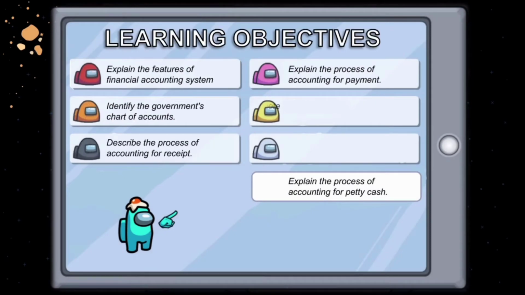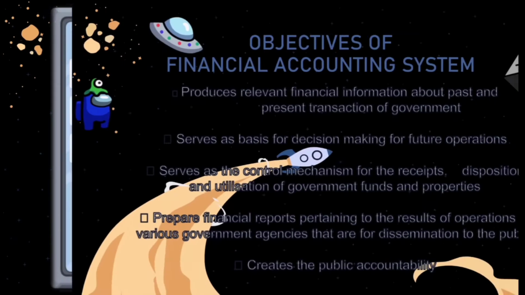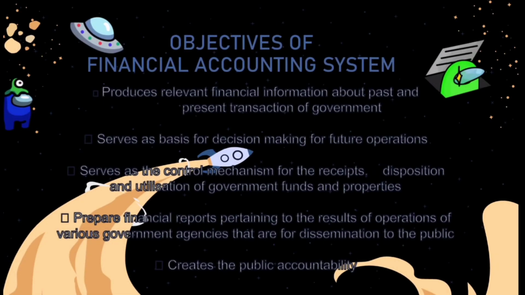After completion of this chapter, you should be able to explain the features of financial accounting system, identify the government's chart of accounts, describe the process of accounting for receipt, explain the process of accounting for payment, describe and explain the vote book, record transactions in the vote book, and explain the process of accounting for petty cash. The last three will be explained by the next group. Without further ado, let me start my presentation.